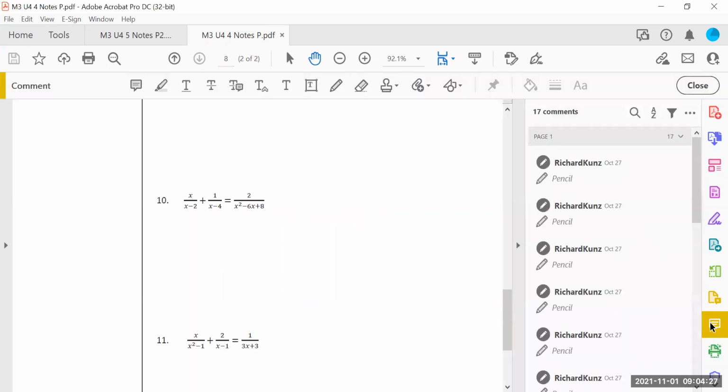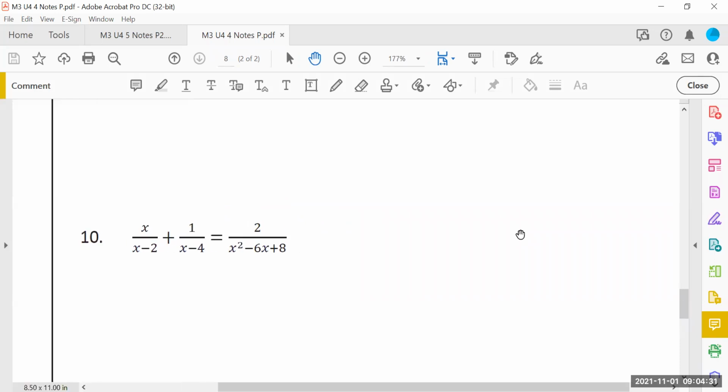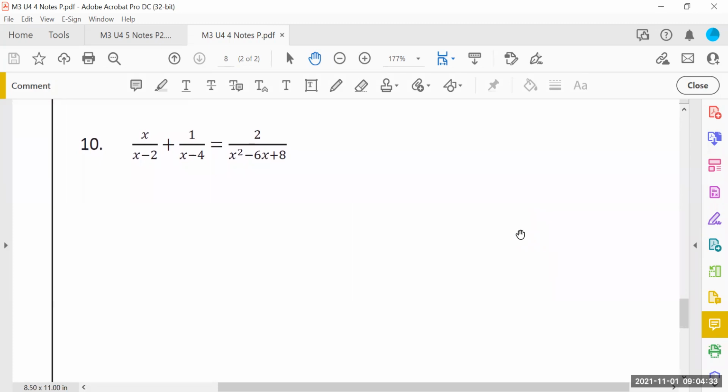In order to get rid of these fractions, again, we talked about fraction busting or some similar terms. The goal is to just get rid of the fractions so we can solve this like normal. In order to do that, I need to know what the least common denominator is so I can cancel out all the fractions. So looking at this, I'm seeing this x squared minus 6x plus 8. More than likely that factors.